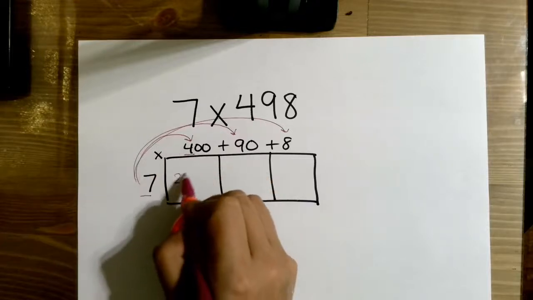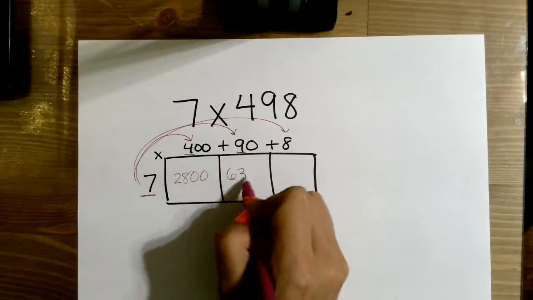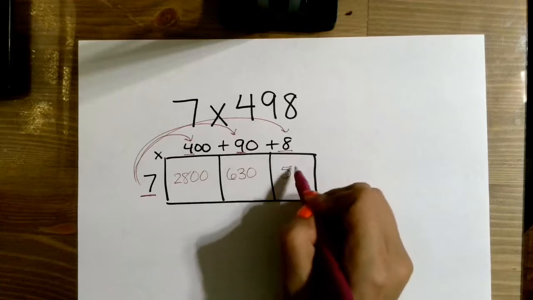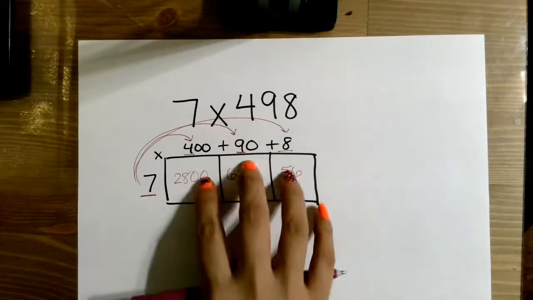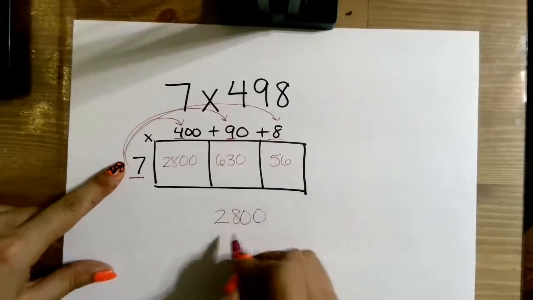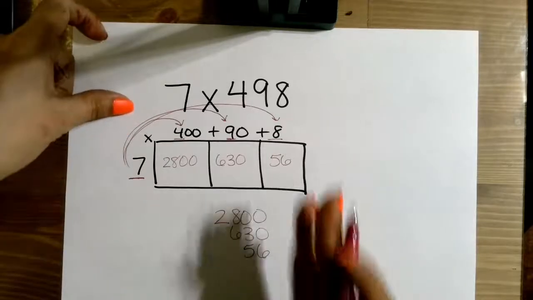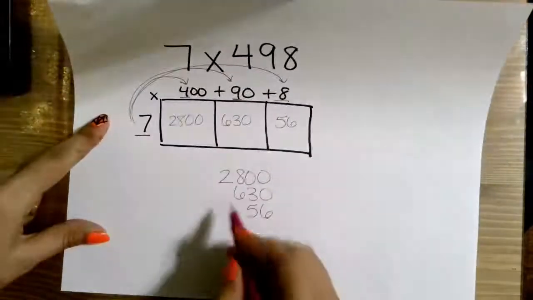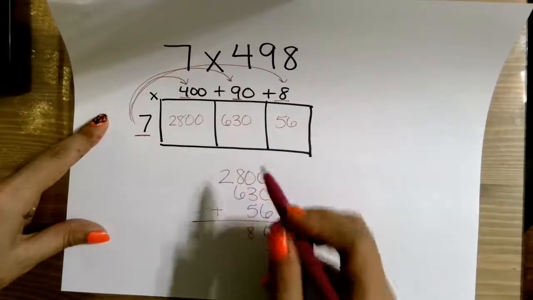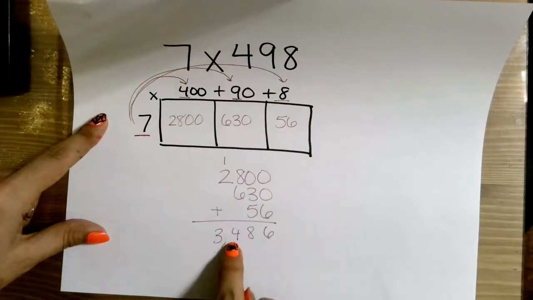7 times 4, 28, 2 zeros. 7 times 9, 63, 1 zero ignored. 7 times 8 is 56. We didn't ignore any zeros there. We added up: 2,800, 630, 56. I lined everything up from the back. And now I just added up. Notice I have to regroup right here. And our answer ends up being 3,486.